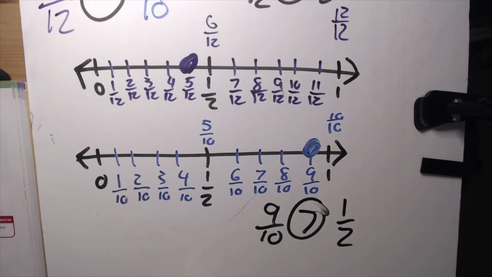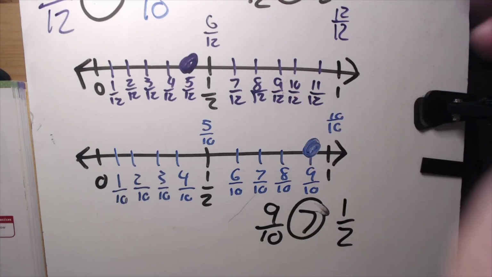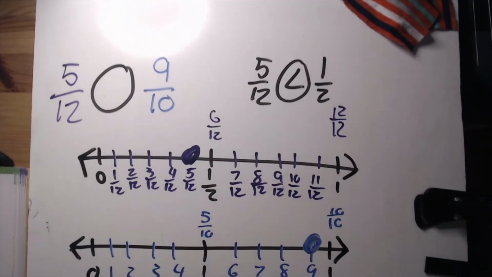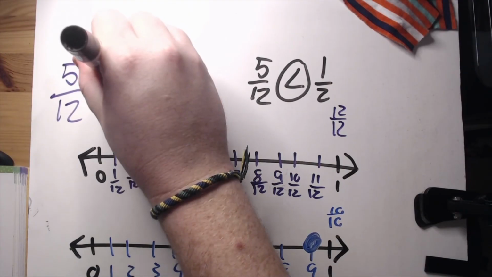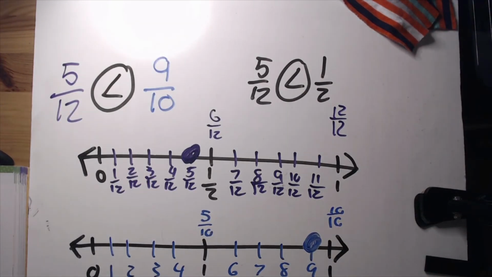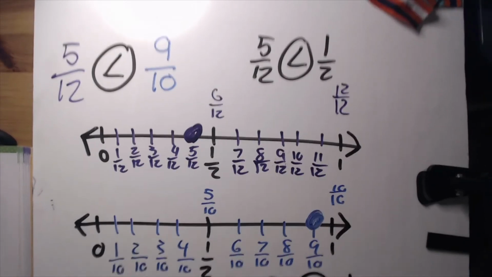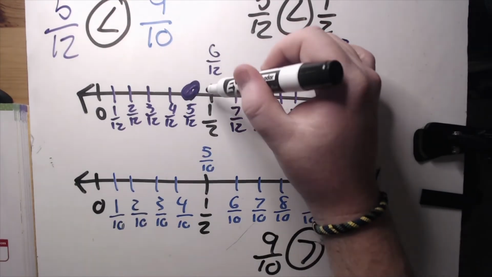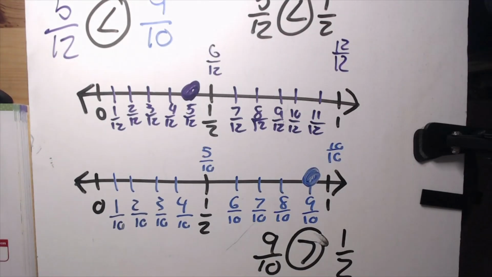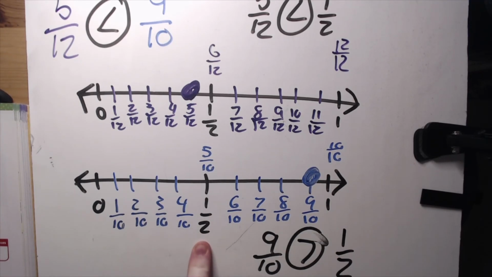So because 9/10 is greater than 1/2, and 5/12 is less than 1/2, 9/10 is actually greater than 5/12. So 5/12 is less than 9/10. Because 5/12 is smaller than 1/2, or as you can see on the number line, 5/12 is on the lower side of 1/2, while 9/10 is on the higher side of 1/2. So by understanding where they are compared to 1/2, we know how they are compared to each other.